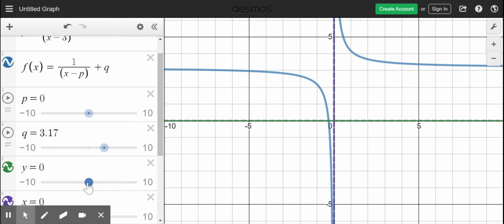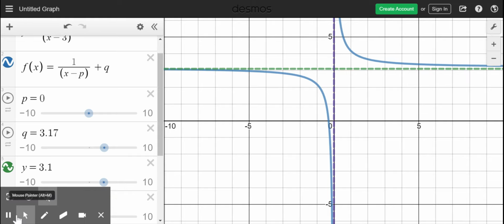So that green line now clearly has moved up. So I'm just going to translate it up, and bam, about there looks like the new horizontal asymptote. And just compare the equation of the asymptote, 3.1, to the q value, also 3.1. And so clearly the q, if you have a q value, that will be your new horizontal asymptote. So p will be your new vertical asymptote, q will be your new horizontal asymptote. And that is hopefully the quick explanation.